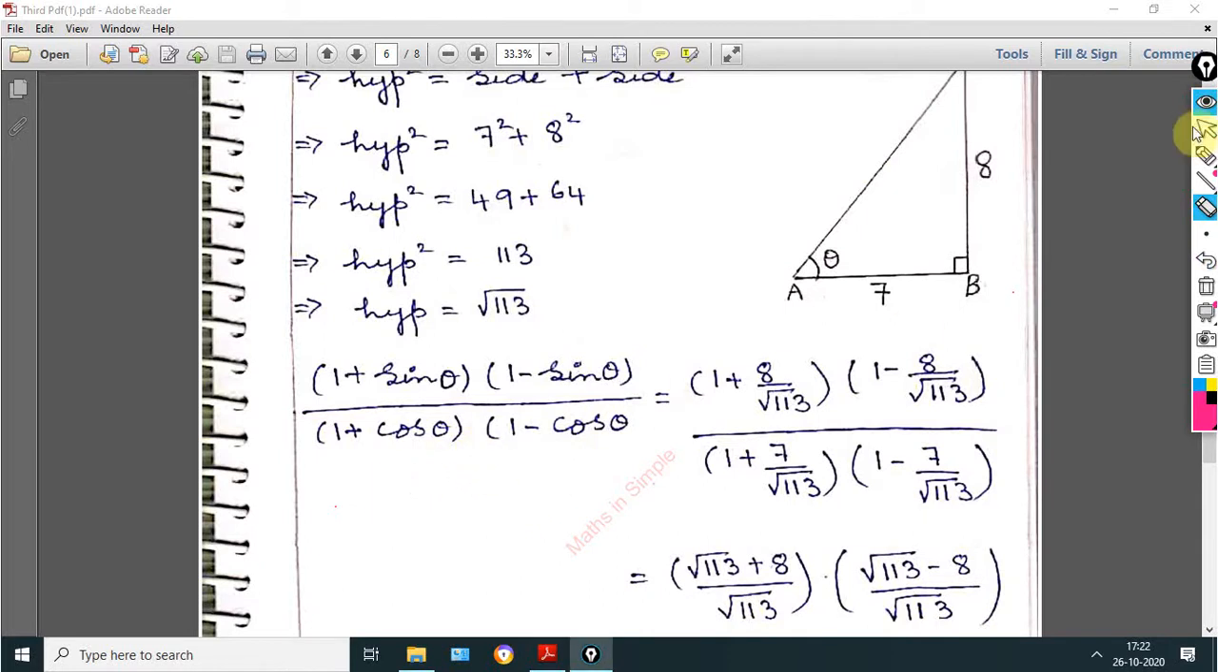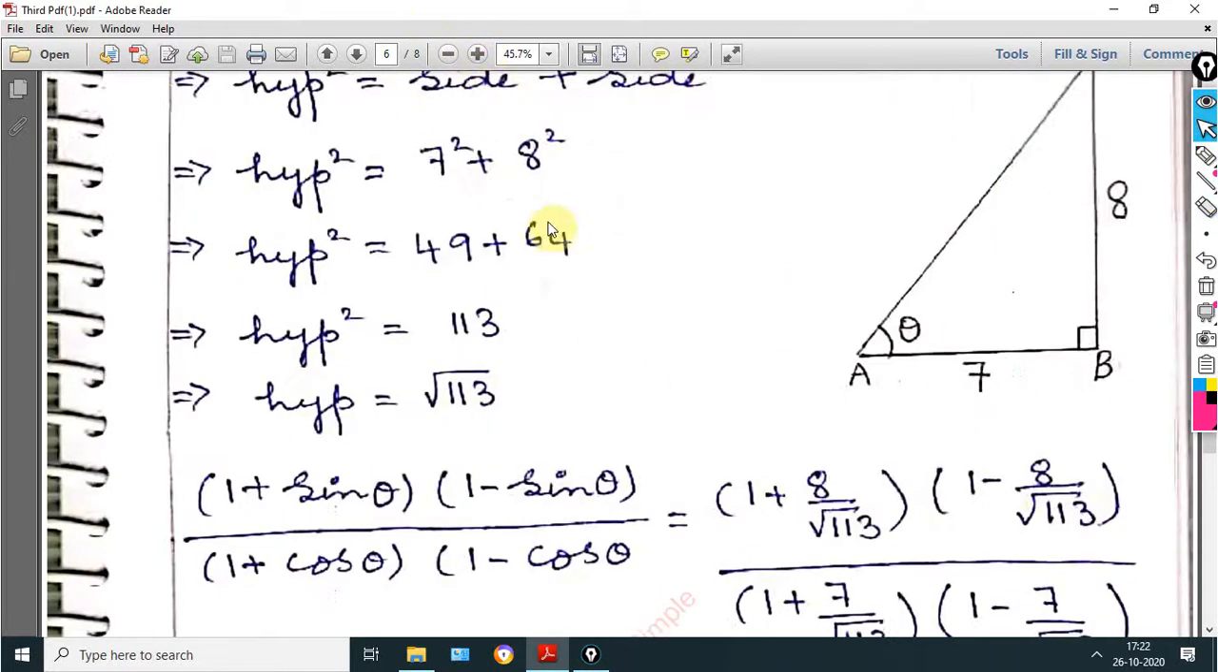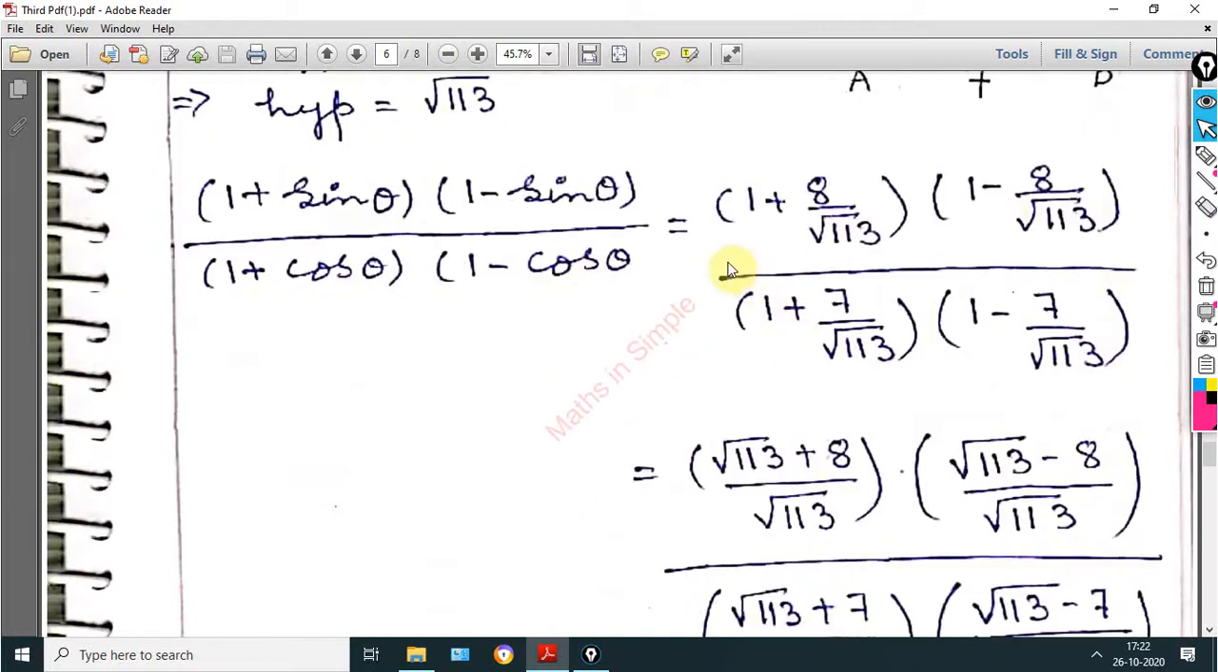Now, we have to simplify this whole equation. Here, nothing is there means there will be a 1. If nothing is there, it means there will be 1. Here also, 1. So, what are we doing? Here that is 1, no? So, we are multiplying this. Under root 113 into 1 is under root 113. Plus, we are writing plus.